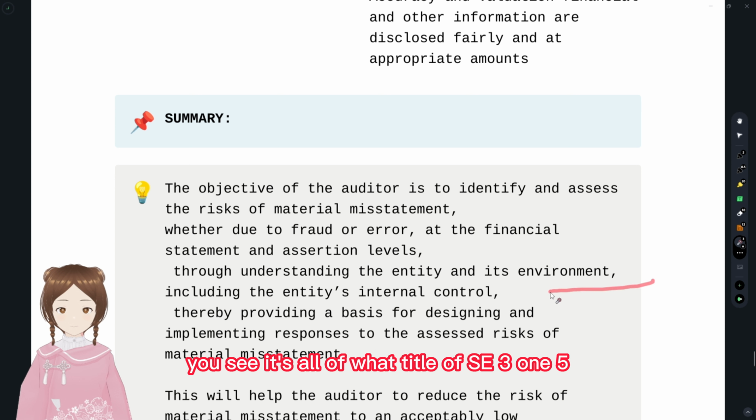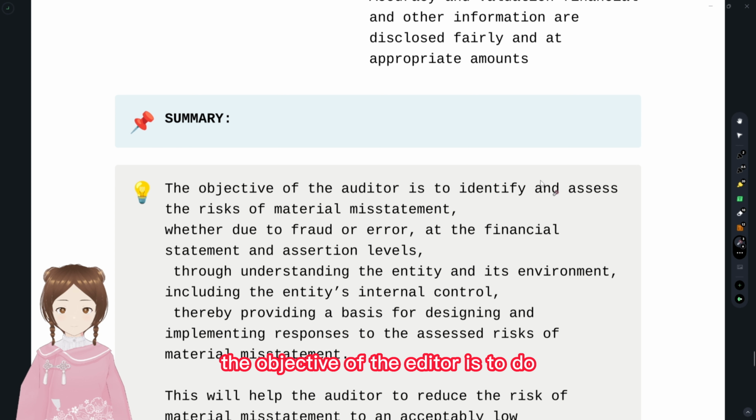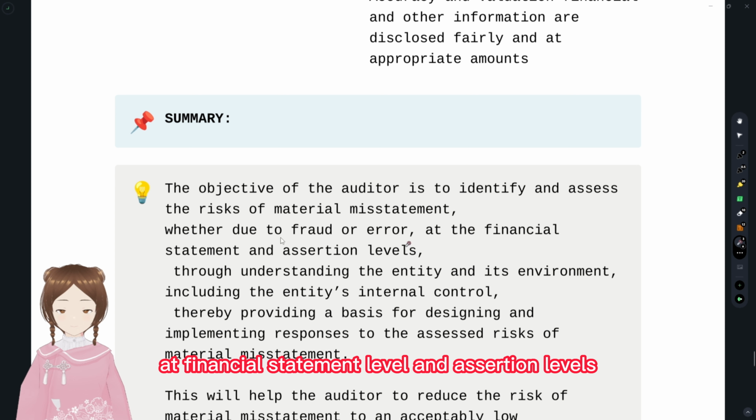You see, it's all in the title of SA 315. It's also saying that the objective of the auditor is to do what was said in the title. It is to identify and assess the risk of material misstatement, whether due to fraud or error. They're asking about the reason, whether that reason would be a fraud or an error, at financial statement level and assertion level.